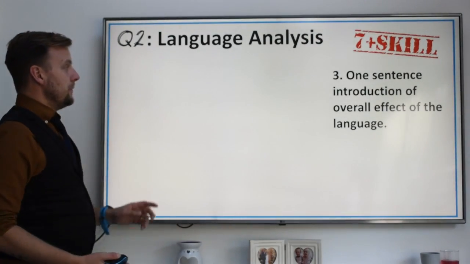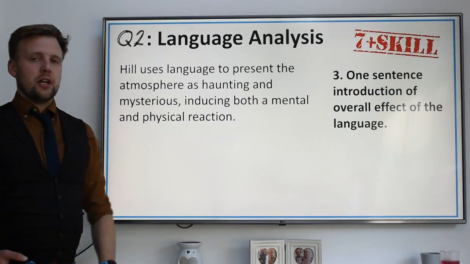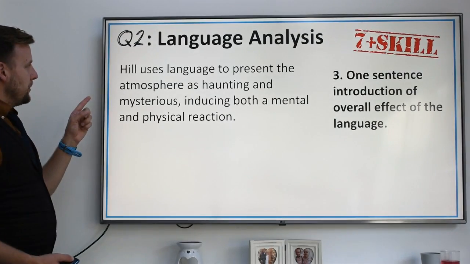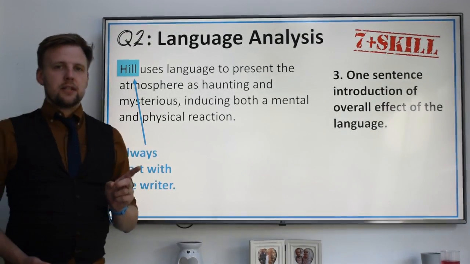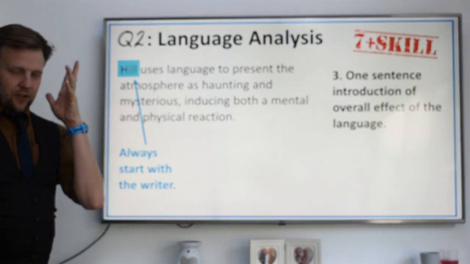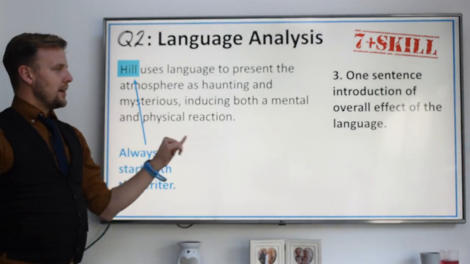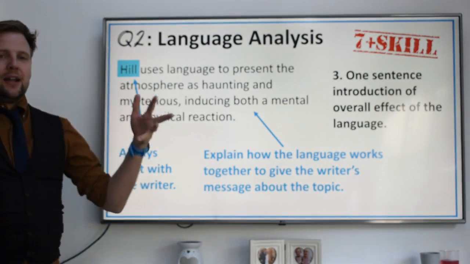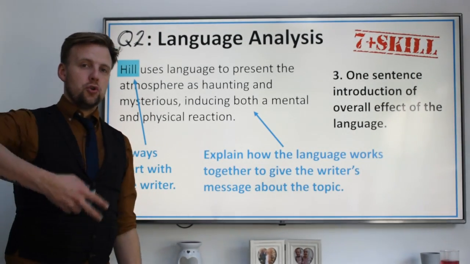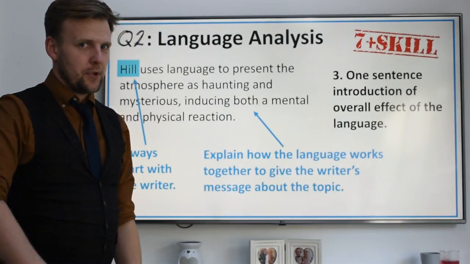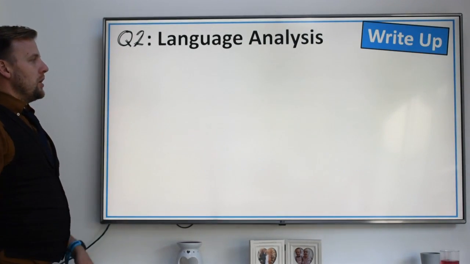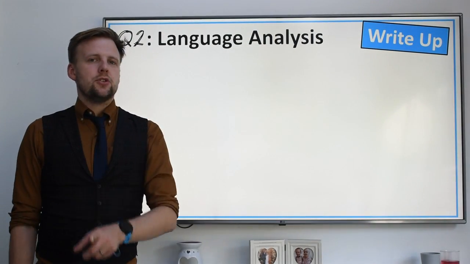Okay? So, one sentence introduction, it looks like this. Okay? I start with the writer, always start with the writer, always, always, always. It shows the examiner that it is a craft of the writer, a creation of the writer, and then the detail that comes after it, you are talking about how that language works together to create a particular effect. Okay? Once you've got your introduction, now you're ready to do your write-up.